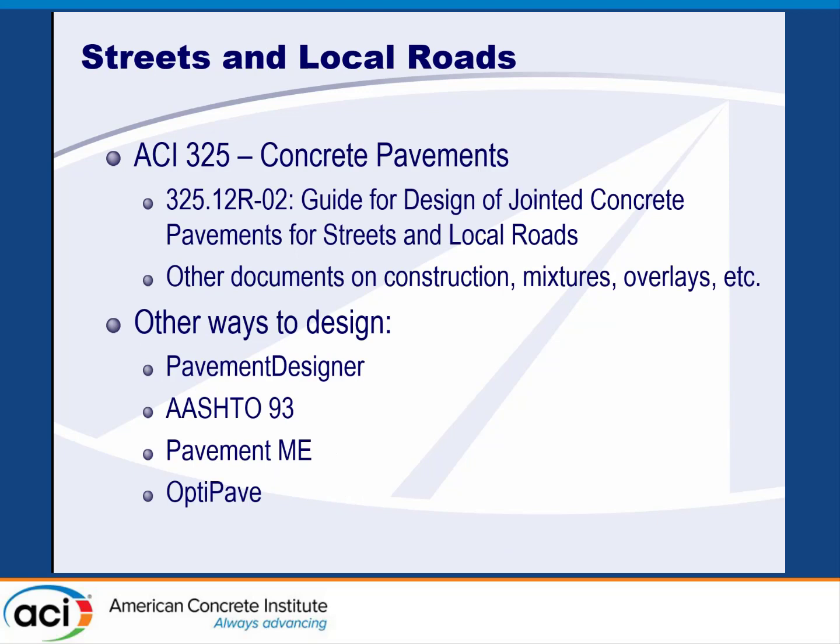Okay, so the first section that we're talking about, streets and local roads. What Brian talked about, we're talking about the subsection, we're talking about bases and how we actually build the substructure for our concrete pavement. That's covered in that ACI 325.12R document. And so in there we're talking about the guide to the design of jointed concrete pavements. There are other documents that Brian mentioned on construction, mixtures, overlays. Peter's going to talk about the overlays here in just a minute as well.